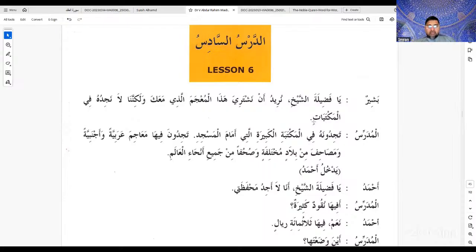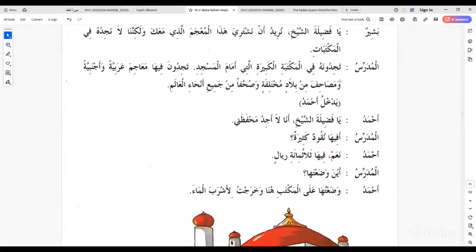Sister Sadiqa, continue. You will find it in the big library which is in front of the mosque. You will find Arabic and foreign dictionaries.